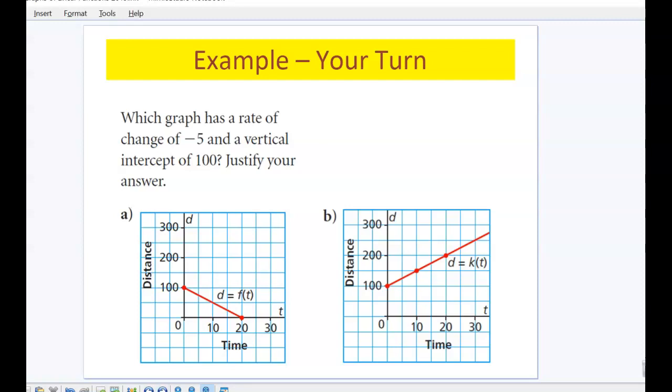Okay, taking a look at this one, hopefully you had a chance to look at it. Again, the vertical intercept is 100. The rate of change is -5, which means the graph has to be going downhill. So we know this has to be it. But let's just verify our rate of change. I'm going down 100 and over 20. 100 divided by 20 is 5, and so just going downhill, it's -5. So yes, this one is correct.